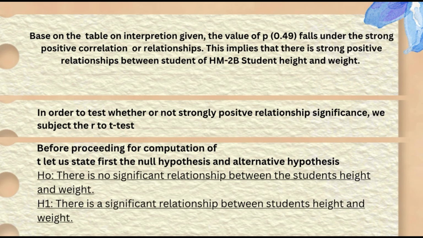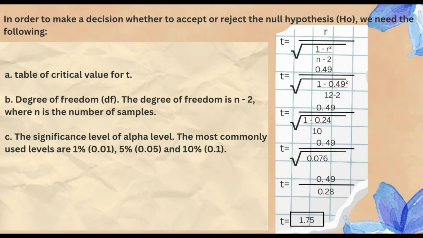The null hypothesis: there is no significant relationship between the students' height and weight. While the alternative hypothesis: there is a significant relationship between students' height and weight. So in order to decide whether to accept or reject the null hypothesis, we need to solve the following: the table for critical value of t, the degrees of freedom or DF. The degrees of freedom is n minus 2, where n is the number of samples, which is 12. And the significance level, or alpha level.